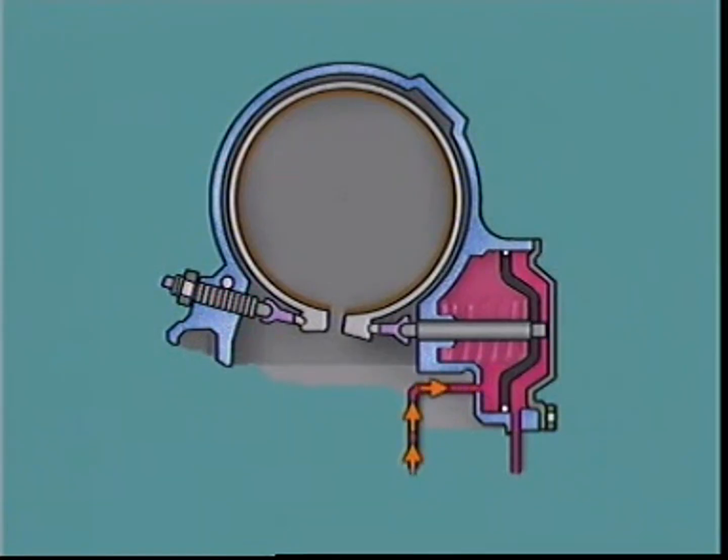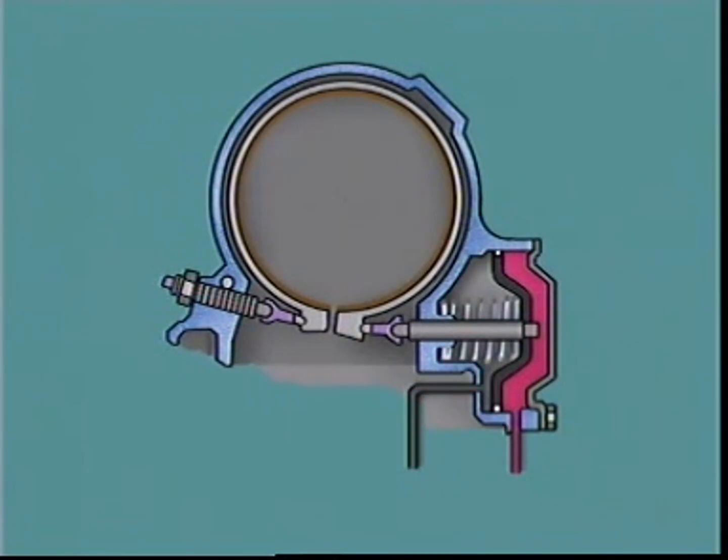When admitting release fluid is unrestricted, the band is released quickly. When dumping it is unrestricted, a snap band application occurs. This is because fluid under pressure is already acting on the servo piston.